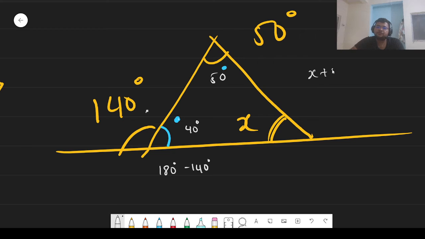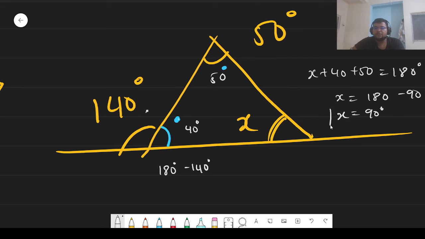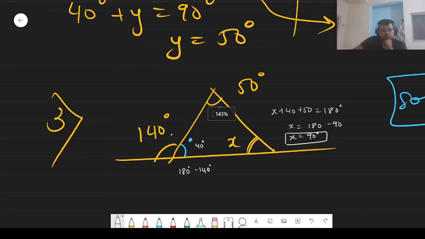So x plus 40 plus 50 equals 180 degrees. So x will be equal to 180 minus 90, since the sum of 40 plus 50 is 90. That leads us to 90 degrees. So the value of x is 90 degrees. Easy. I hope you are able to get what I am trying to tell you. Fine.